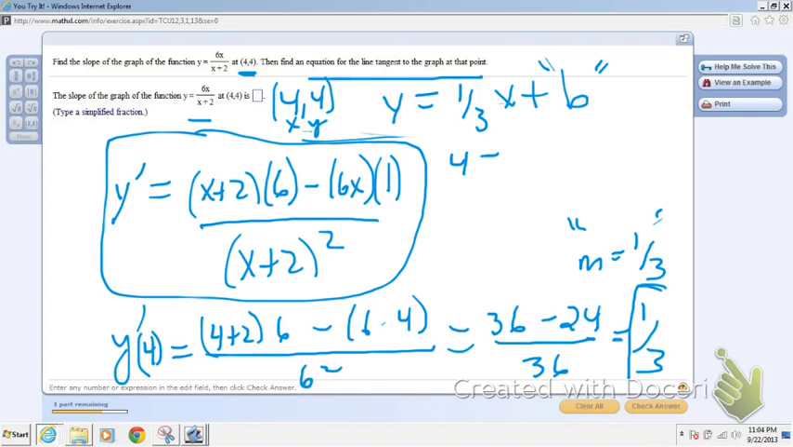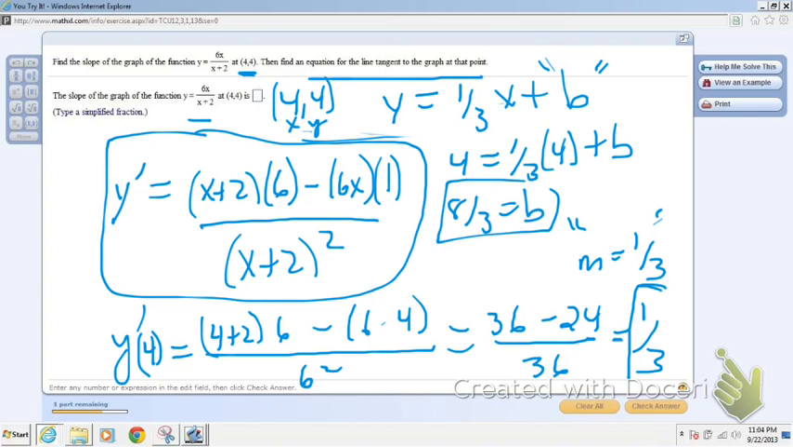Well, if I do 4 equals 1/3 times 4 plus b, I could solve for b. So b ends up being whatever 4 minus 4/3 is, which is 8/3. Okay, so after all that solving, we arrive at 8/3.